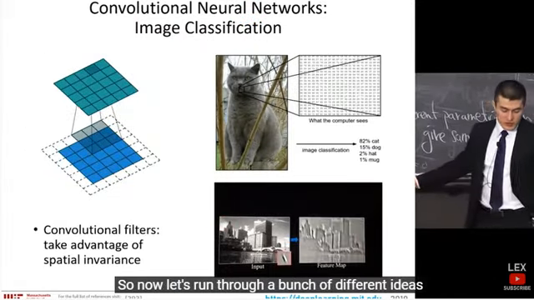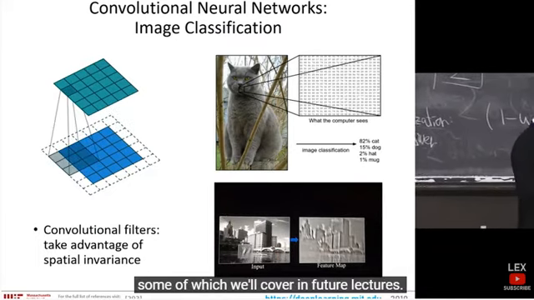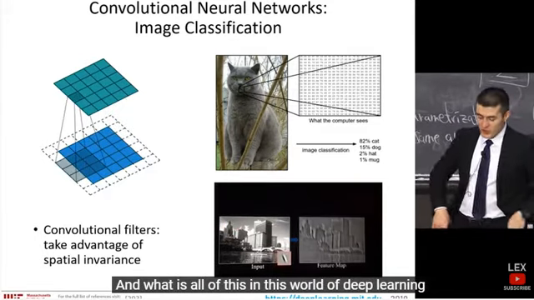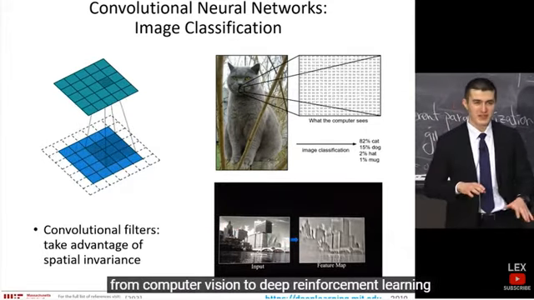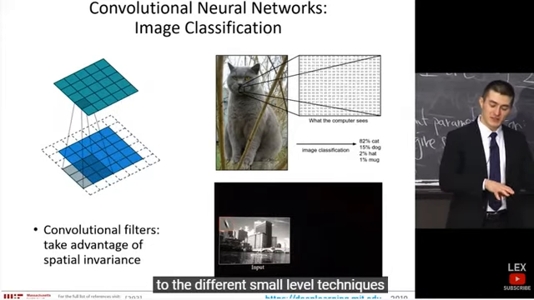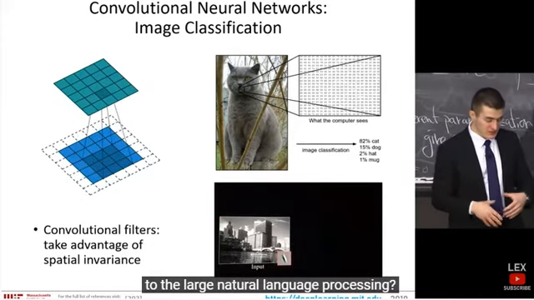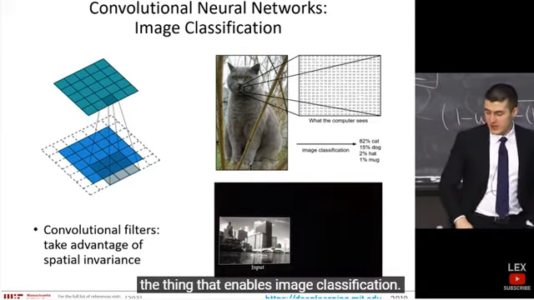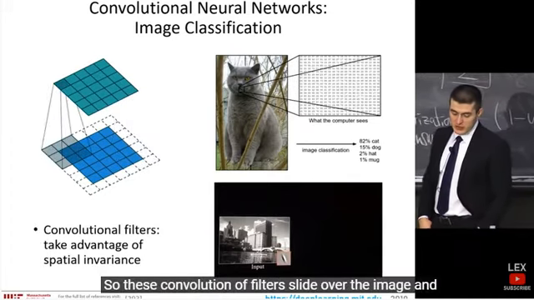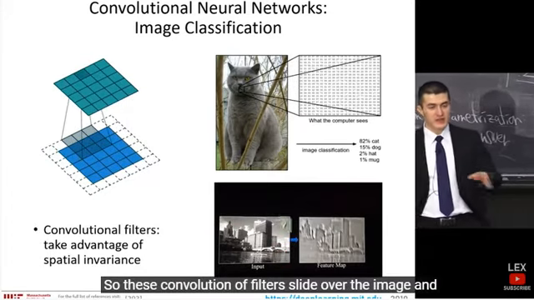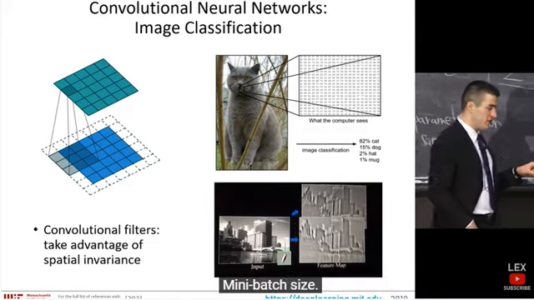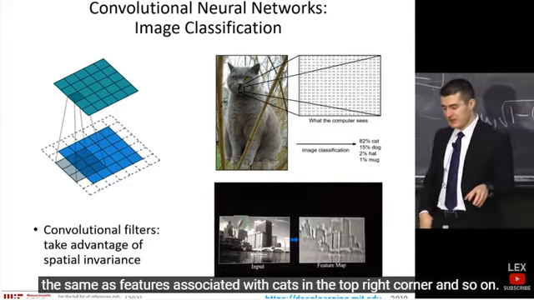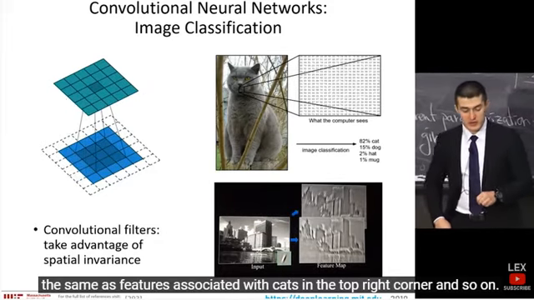So now let's run through a bunch of different ideas, some of which we'll cover in future lectures, of what all of this is in the world of deep learning, from computer vision to deep reinforcement learning to the different small-level techniques to the large natural language processing. So, convolutional neural networks, the thing that enables image classification. These convolutional filters slide over the image and are able to take advantage of the spatial invariance of visual information: features associated with a cat in the top left corner are the same as in the top right corner, and so on.